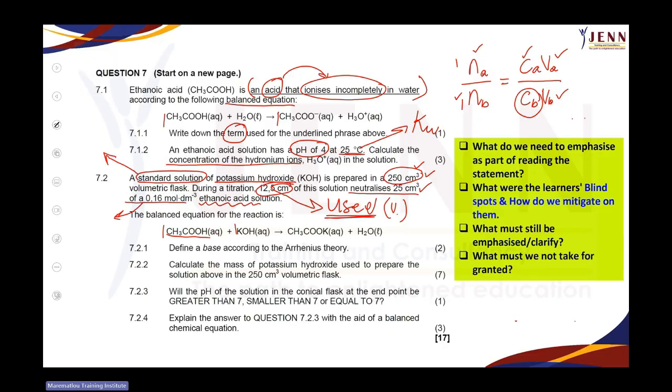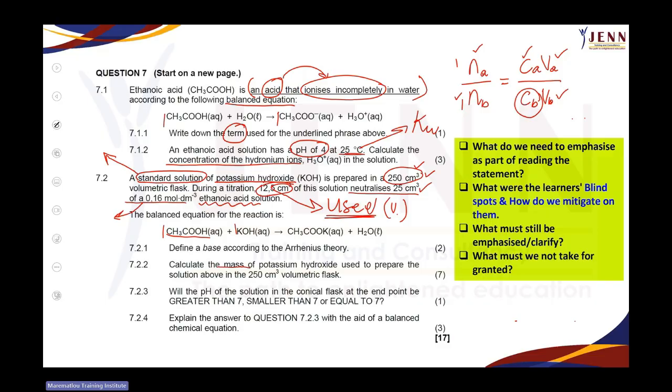So for 7 marks, they say calculate the mass of potassium hydroxide. Okay, for 7 marks, we are going to come to that. Let's move to 7.2.3. It says, will the pH of the solution in the conical flask at the end be greater than, smaller than, or equal to?